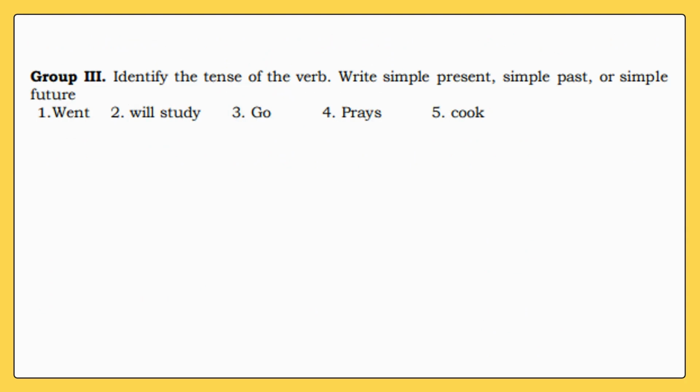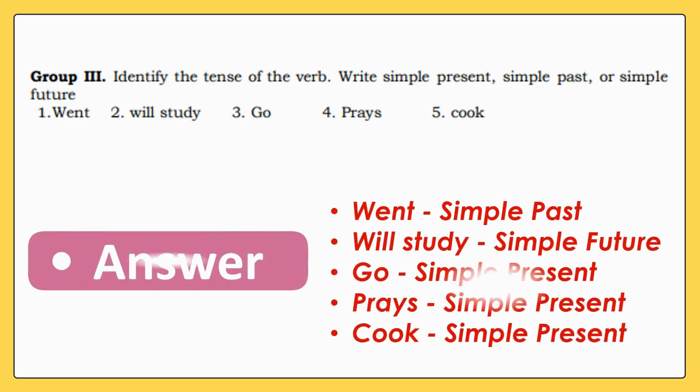For group number 3, identify the tense of the verb. Write simple present, simple past, or simple future. Number 1, went. Number 2, will study. Number 3, go. Number 4, praise. And number 5, cook.